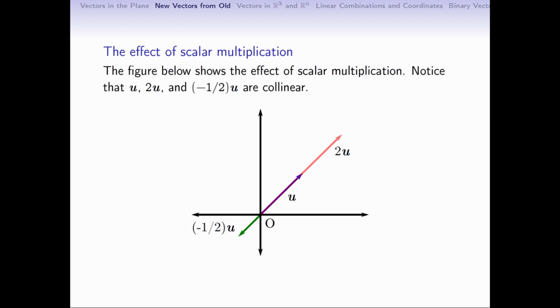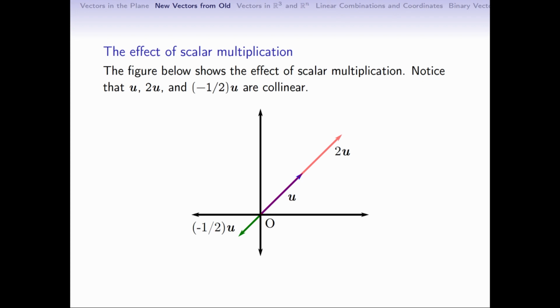Now let's think about the effect of multiplying by negative 1/2. So let's look at the vector negative 1/2 times u. Well, by virtue of multiplying by a negative number, we are actually going to be changing the direction of u. The new vector, negative 1/2 times u, will be pointing in the opposite direction. And because we're multiplying by a number whose absolute value is less than 1, we'll actually be shrinking the length of the vector. The vector will now be 1/2 as long as the original vector.